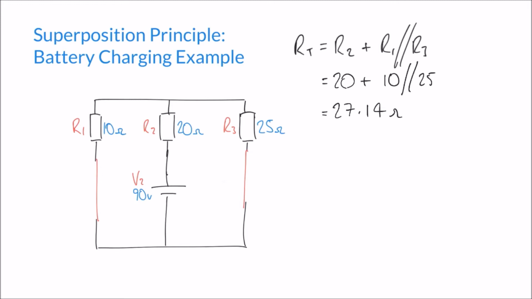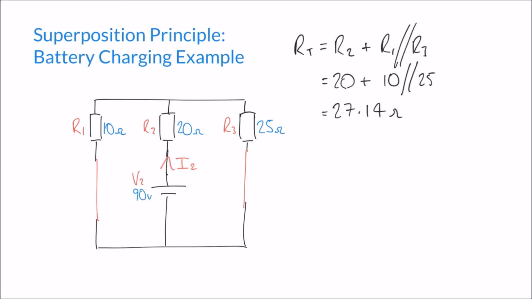Now that I know RT, I can calculate the supply current, which in this case is going to be I2. Again, I'm trying to be quite consistent in what I call I1, I2 and I3. That becomes important at the end. So any current in this branch I'm always going to call I1. Any current in this branch I'm going to call I2. And any current in this branch I'm always going to call I3, regardless of which set of equations we're doing.